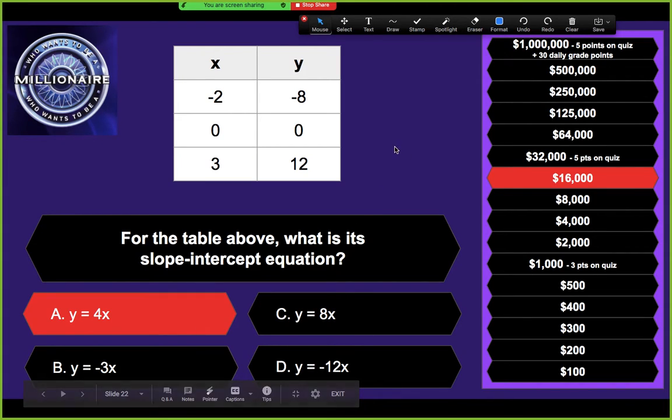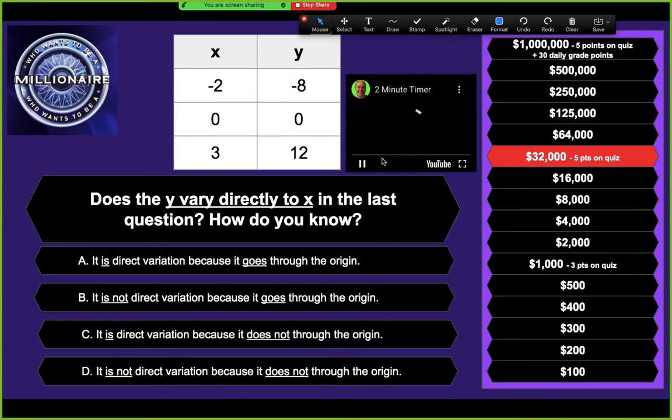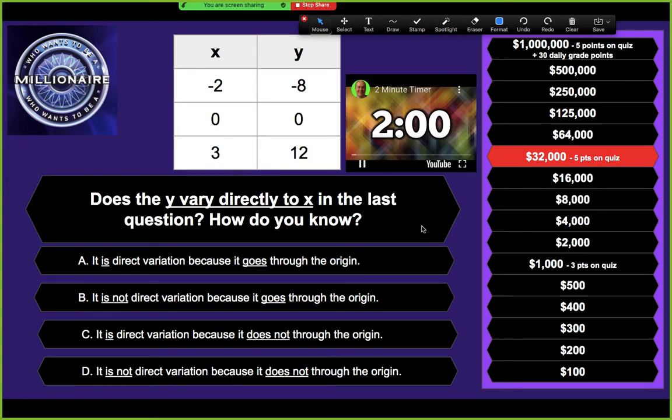Okay. So for $32,000, does the y vary directly with the x in the last question? And how do you know that it does? So the answer choices all say either yes, it is a direct variation, or no, it's not a direct variation, because it goes through the origin or because it does not go through the origin. So pause it here if you need some more time to find your answer.